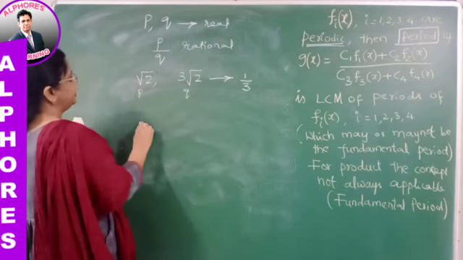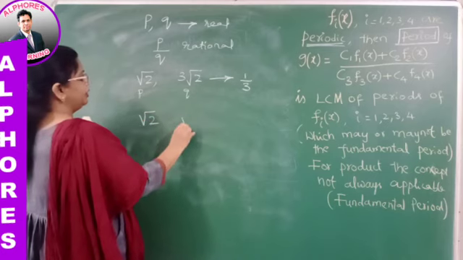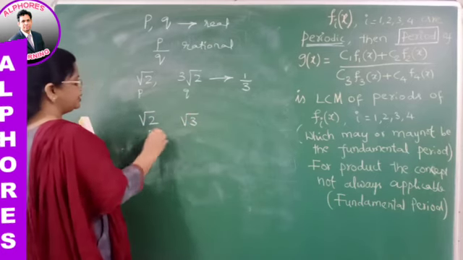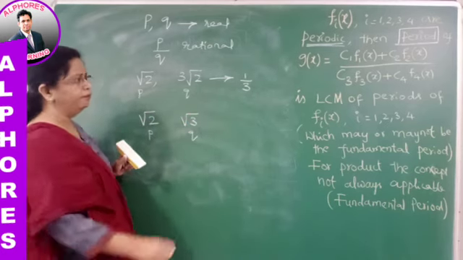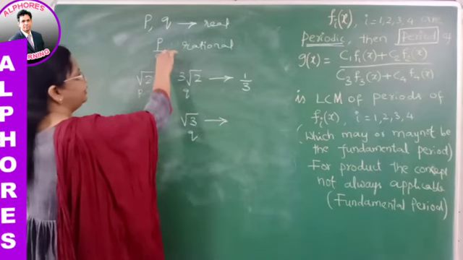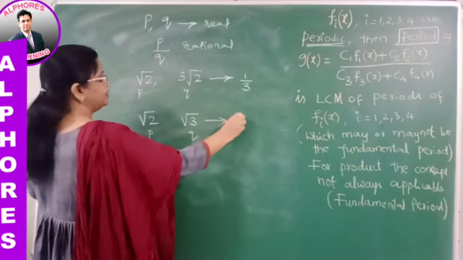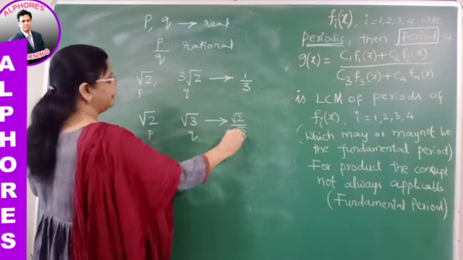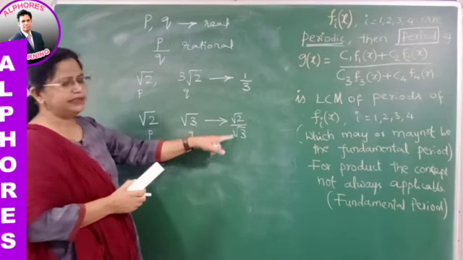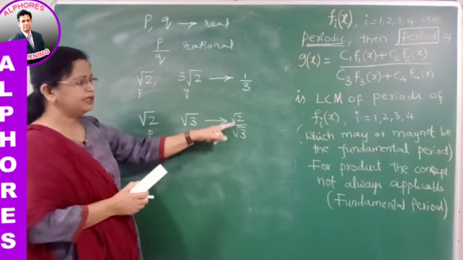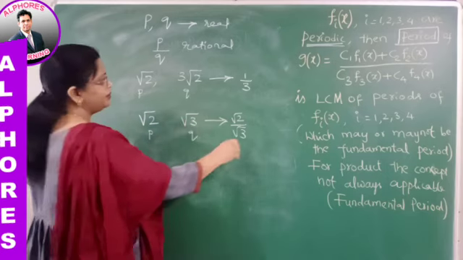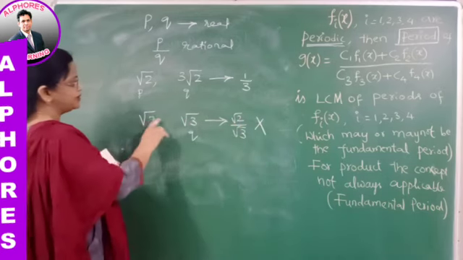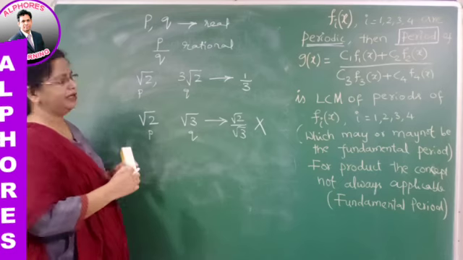Suppose I write this is root 2 and this one is root 3. This is our P and this is our Q. Then what about P by Q? This P by Q is root 2 divided by root 3. Can we say this is rational? No, obviously it is an irrational number. So here the LCM of these kinds of numbers does not exist.